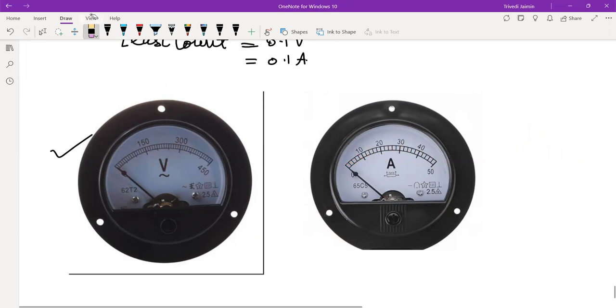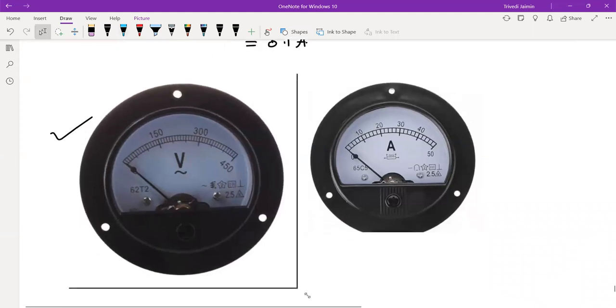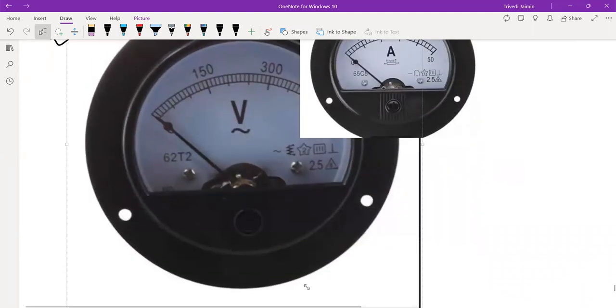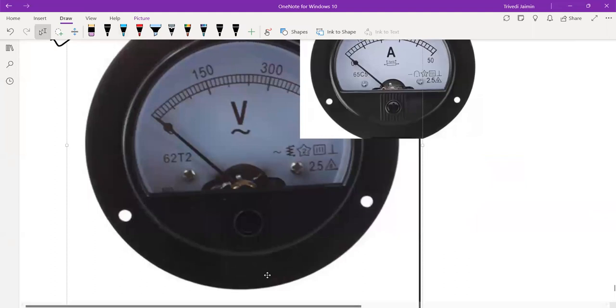Super. In the same manner, what is the least count for the voltmeter? Think and tell me, calculate this one. Do you want me to zoom it? Shall I zoom it or is it visible for everyone? Visible, sir. For those who are using phone, let me zoom.